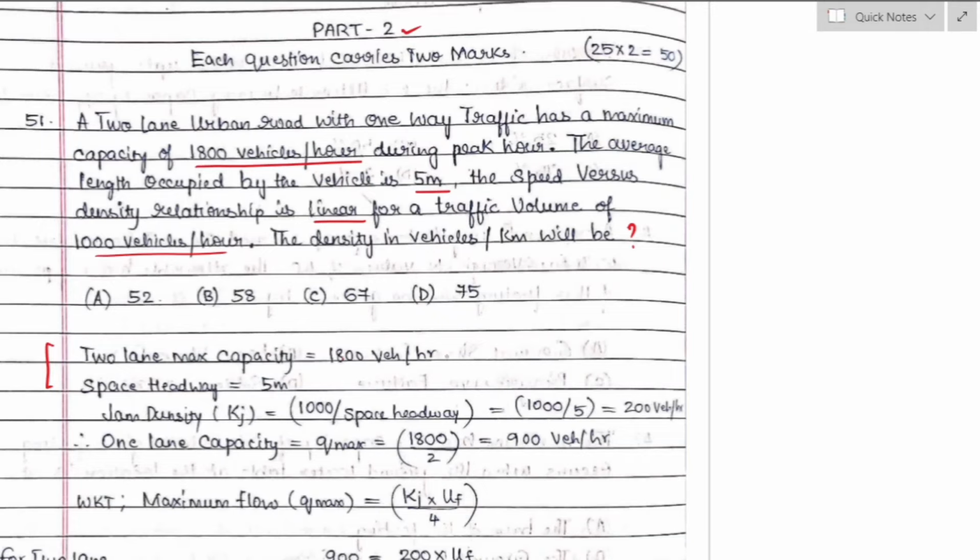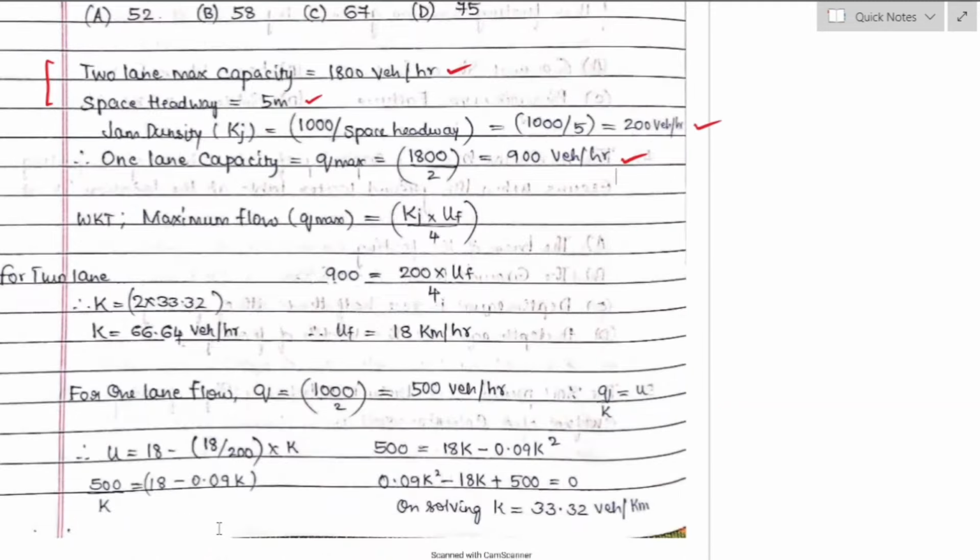2-lane maximum capacity is 1800 vehicles per hour and its space headway is 5 meters. Therefore, jam density will be 1000 divided by space headway, means 1000 divided by 5, which is equal to 200 vehicles per kilometer. So for one lane capacity, Q max will be 1800 divided by 2, which is equal to 900 vehicles per hour. We know that maximum flow Q max is equal to jam density times free mean velocity of the vehicle divided by 4. If you calculate this, you will get the free mean velocity of the vehicle as 18 km per hour. Now for one lane flow, Q will be 1000 divided by 2, which is equal to 500 vehicles per hour.